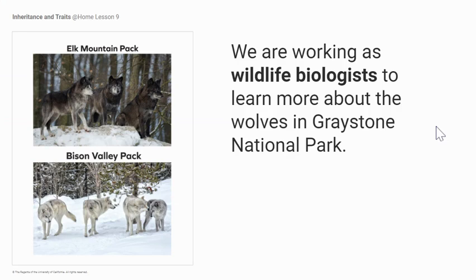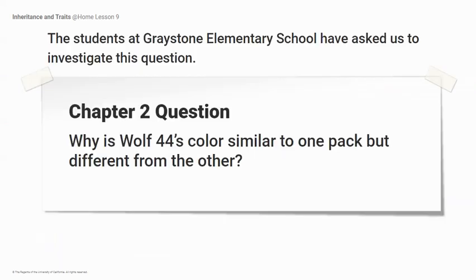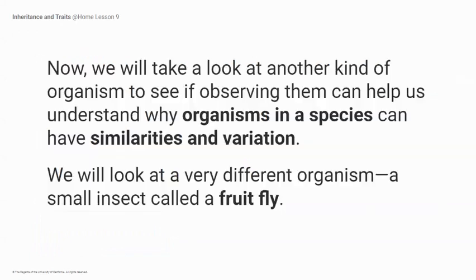So again, we're working as wildlife biologists, and we're learning more about these wolves in Greystone National Park. And the big question that they have is why is Wolf 44's color similar to one pack but different from the other? So we're going to take a look at another kind of organism to see if observing them can help us understand why organisms in a species can have similarities and variation. So kind of why isn't it that they're all the same? Why are there variations within there?